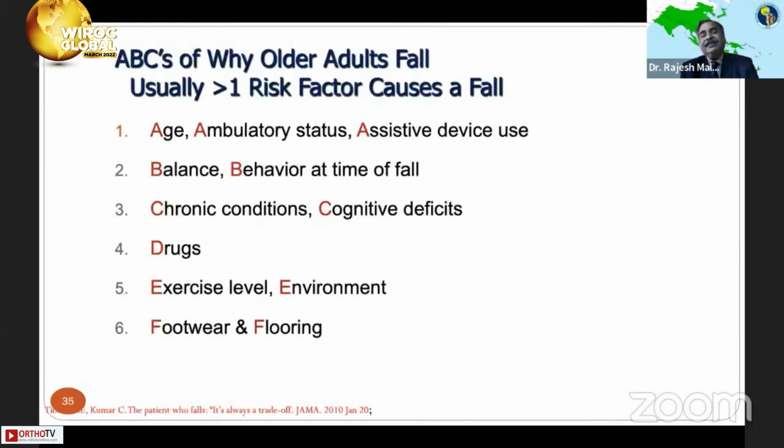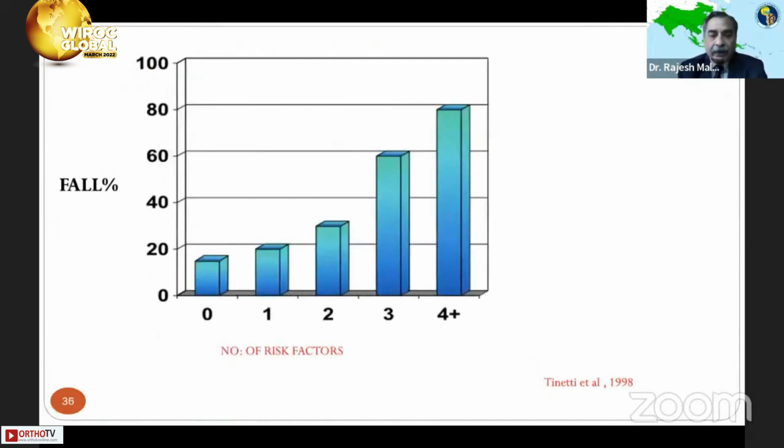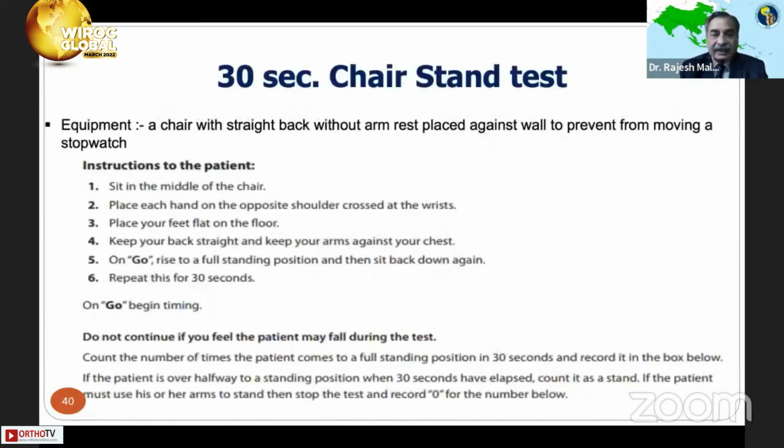So this is the ABC of why older adults fall. That is age, ambulatory status and assistive device use, balance, behavior at the time of fall, chronic conditions, cognitive deficits, drugs, exercise level and environment, footwear, and flooring. And if you have a greater number of risk factors, your risk of fall becomes greater.